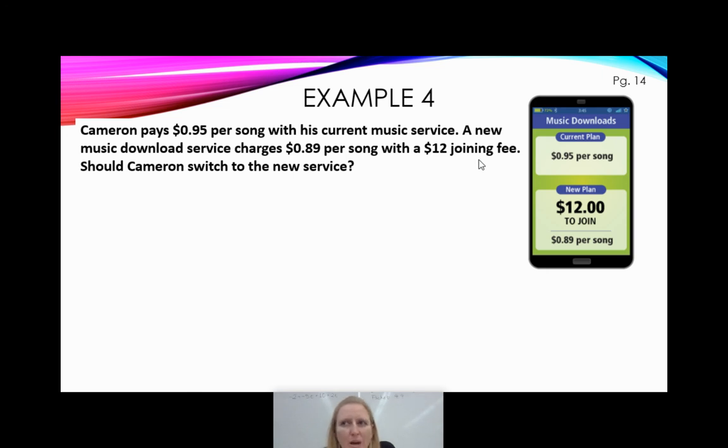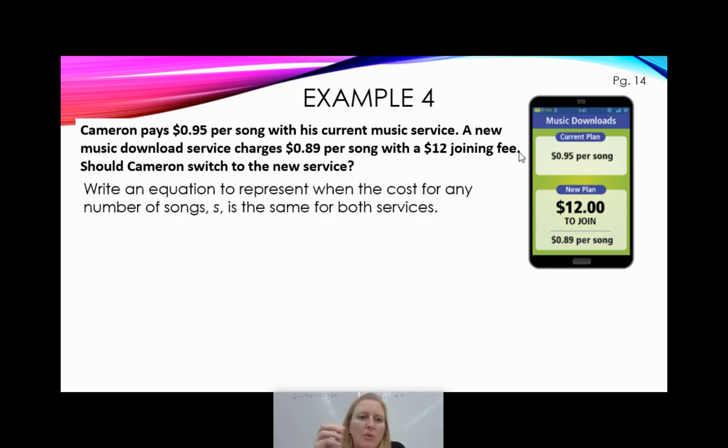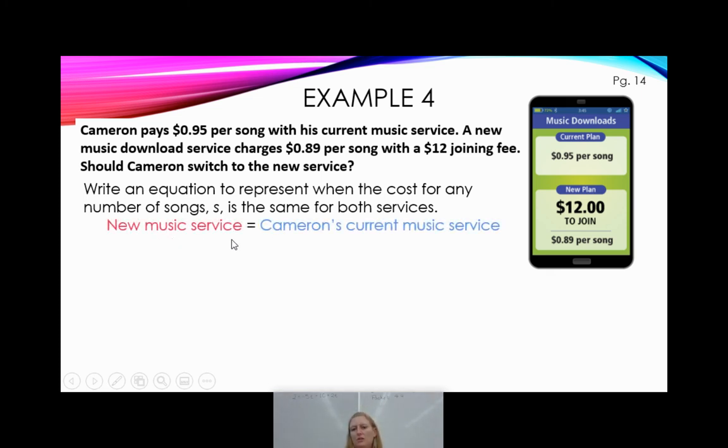Well, kind of depends on how many songs, right? So let's see if we can set up an equation to represent when the cost for the number of songs is the same for both services, all right? We're going to use S for our number of songs. We'll use that for a variable. I usually like to use an X, but whatever. So I want to see when my new music service equals Cameron's current music service.